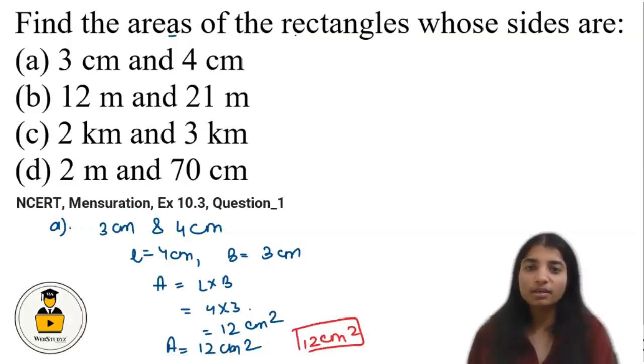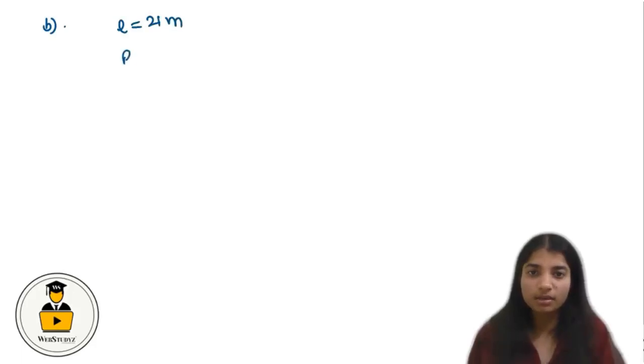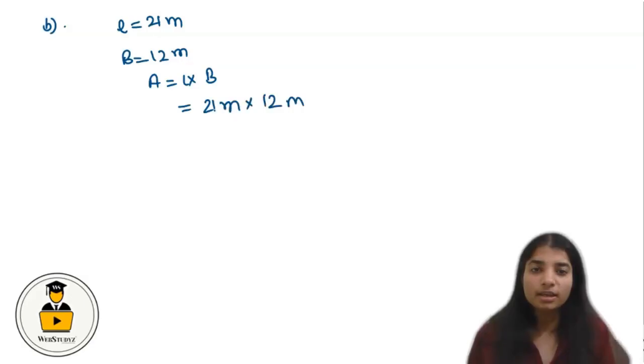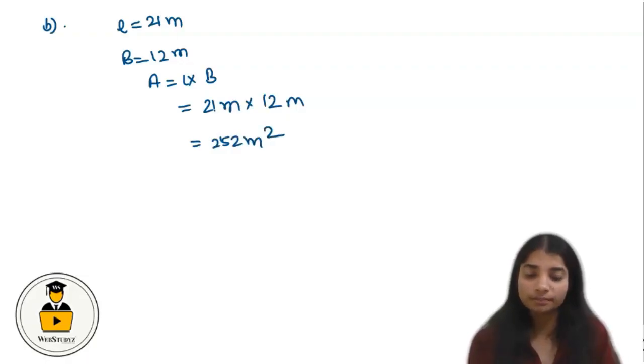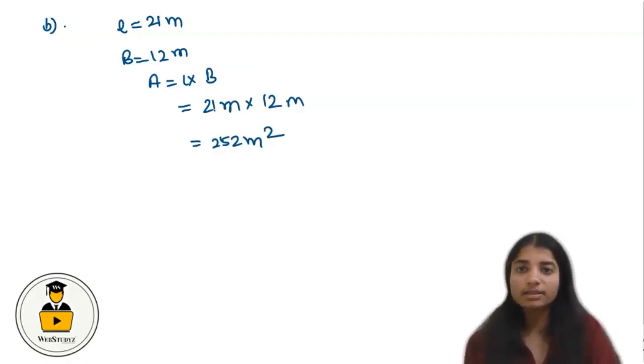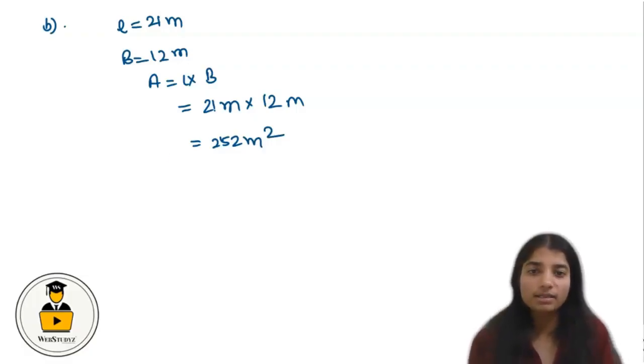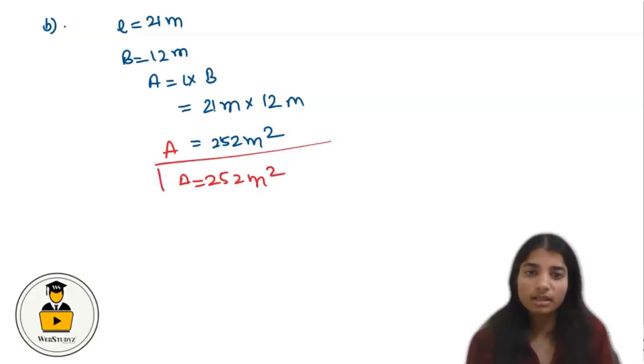Part 2 is 12 meter and 21 meter. So in the part B, we are given, let's say length is equal to 21 meter and the breadth is equal to 12 meter. So area is equal to the length multiplied by the breadth, that is equal to 21 meter multiplied by the 12 meter. So when we multiply 21 with 12, we get the value as 252 meter square. So we can say that the answer to the part B is area is equal to 252 meter square. So this is the answer to the part B.